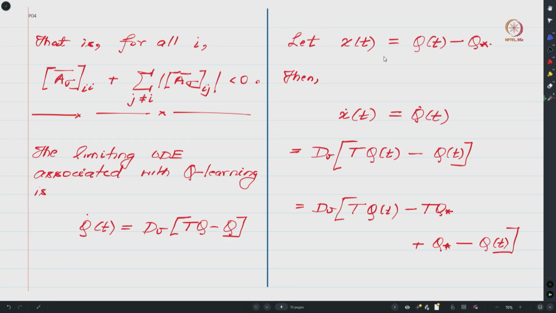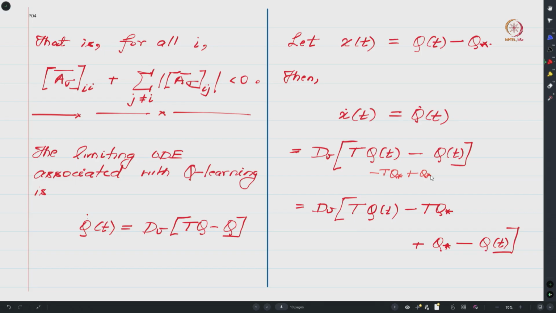If you denote x of t in this fashion and take the derivative of x of t, because this Q star is a constant, one can see that x dot of t will indeed be Q dot of t. Recall that Q dot of t is exactly this expression, and we can substitute it back over here. In order to do that, we will add and subtract Q star and make use of the fact that TQ star is Q star, which we are interested in finding.